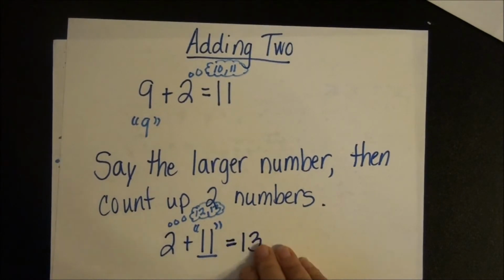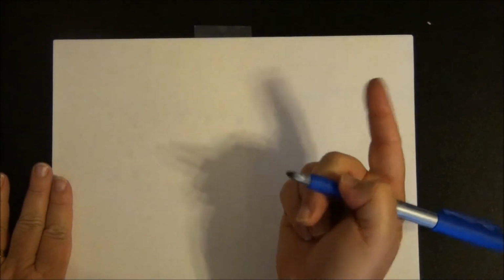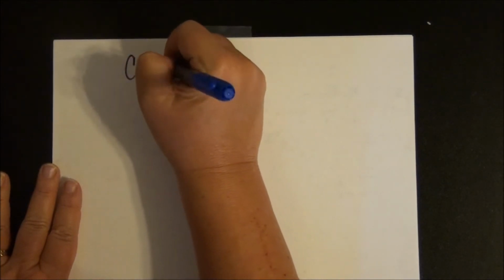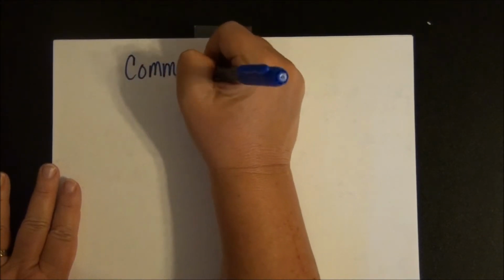Okay, the last strategy, this is actually the longest video on these strategies. The last one is commutative property. And basically all this means is that it doesn't matter what order you add numbers in, the sum is the same. And this is handy when you're using a certain strategy but the number doesn't come in the second place, and I'll show you in just a second. So this is called commutative property.